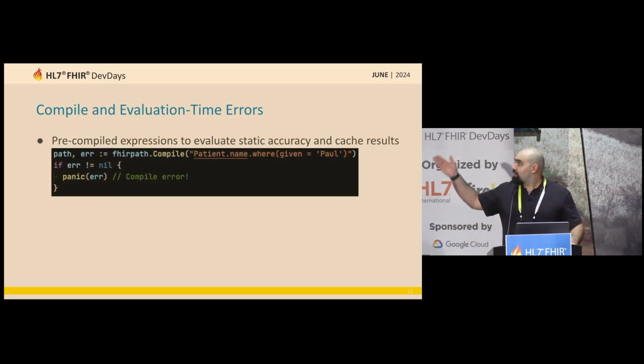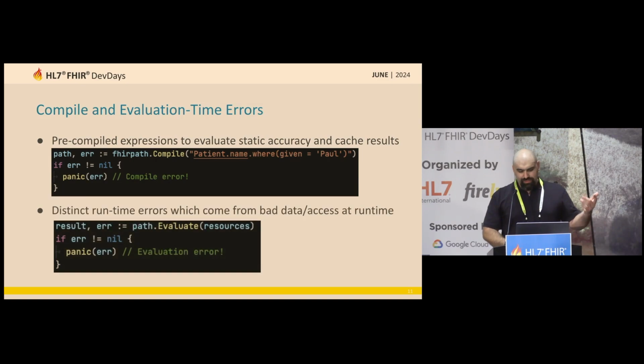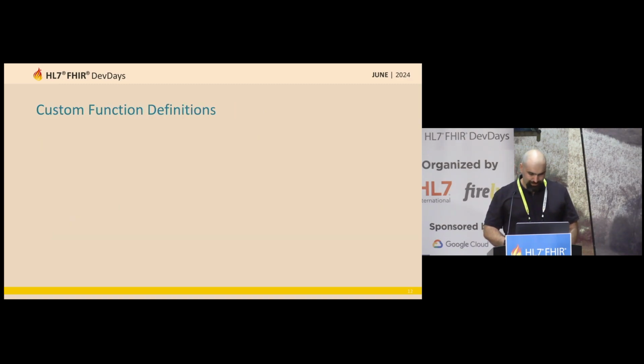So, compile and evaluation time errors. Basic example, you have the ability to compile separately. Compilation lets you check individual errors so you can see whether your expression even was valid to begin with. That's distinct from evaluation errors, where your evaluation will check whether your data was correct when you're trying to do something. So maybe you called a function with bad inputs or something like that.